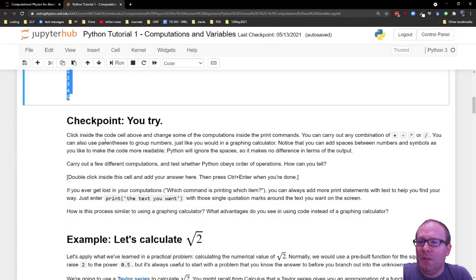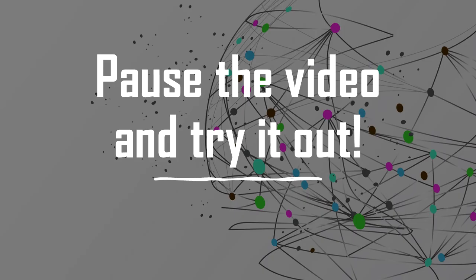So then I give you an opportunity to try this out. There are these checkpoints throughout this tutorial that just ask you to modify the code. I will very rarely ask you to create new code. I usually ask you to either modify it or copy and paste and make a slight change.